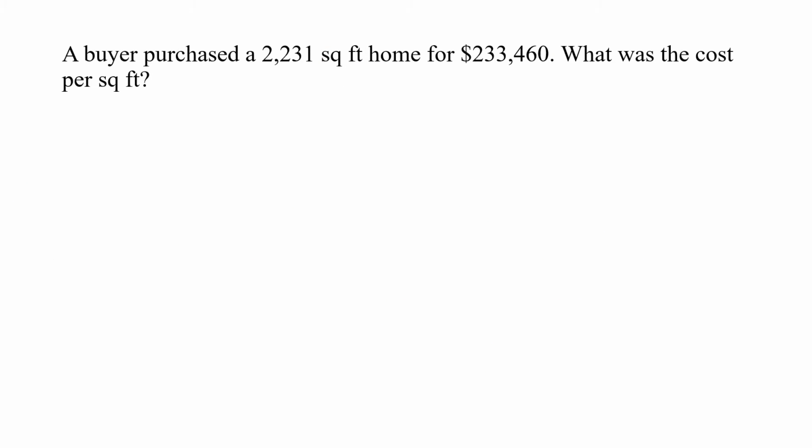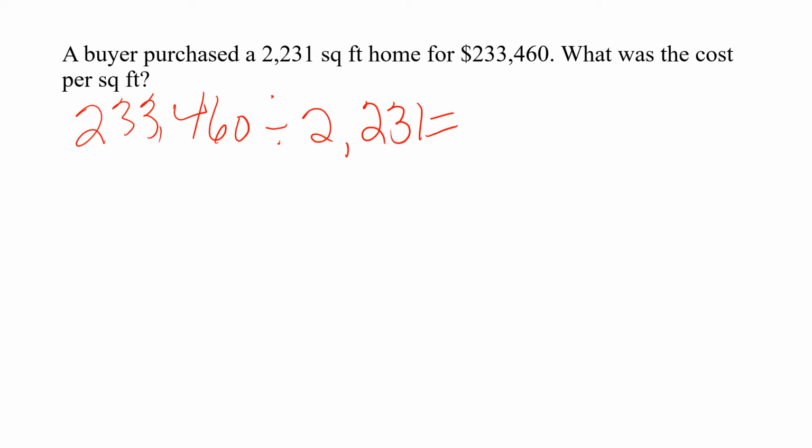A buyer purchased a 2,231 square foot home for $233,460. What was the cost per square foot? 233,460 divided by square feet. It cost $104.64 per square foot.